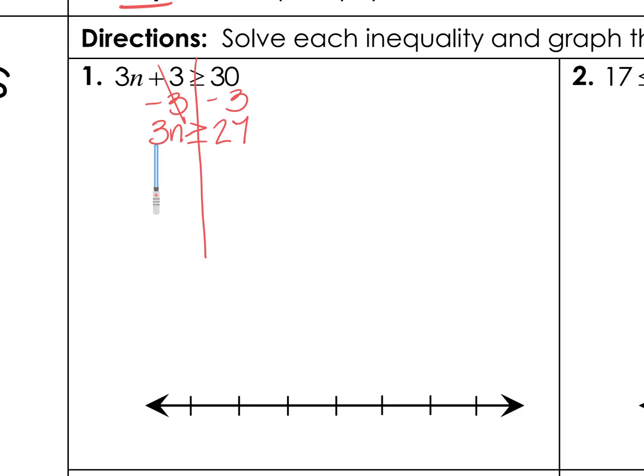Now we have to separate our variable from that term. They're tied by multiplication. The opposite of that is division. So we're going to divide both sides by 3. On the left side, you would just be left with n. You divided by a positive number, so your sign stays the same. And then 27 divided by 3 would leave you with 9. That is your inequality.